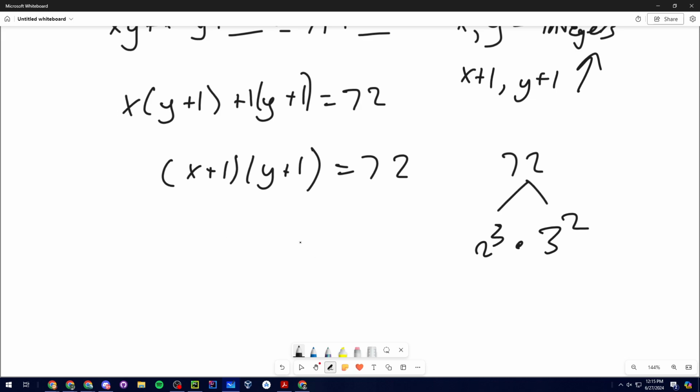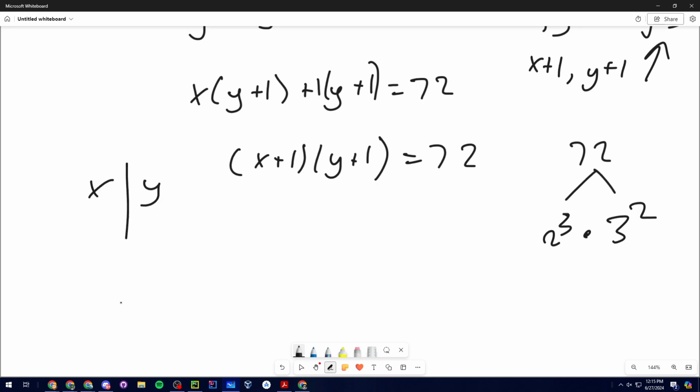So I'm going to make a chart over here of x and y. And say x plus 1 equals 1. This would be some solution, but no, because then x would equal 0, and that's not a positive value. So x plus 1 is going to equal 2, y plus 1 is going to equal 36. So then x equals 1 and y equals 35, because you just subtract 1.